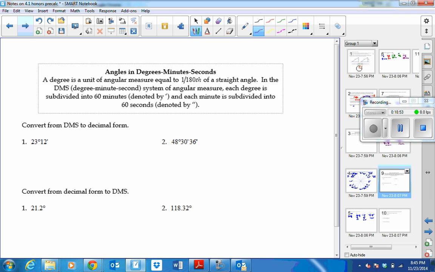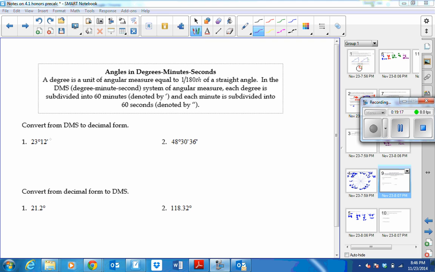So, angles in degrees, minutes, and seconds. A degree is a unit of angular measure equal to 1/180th of a straight angle. In the degree-minute-second system of angle measure, each degree is subdivided into 60 minutes, and each minute is subdivided into 60 seconds. So convert the degrees, minutes, seconds into decimal form.